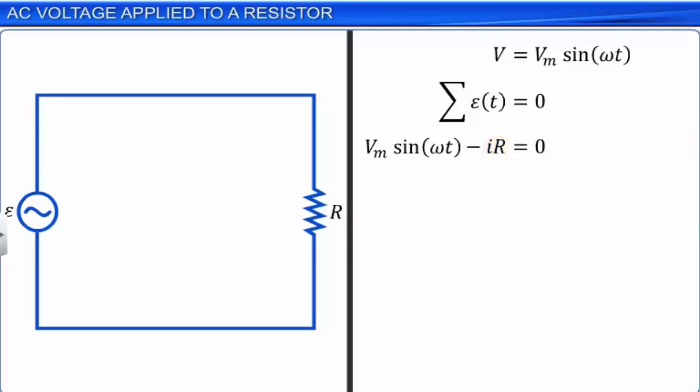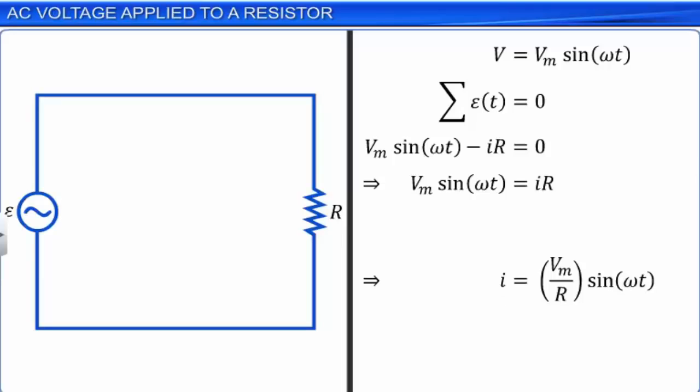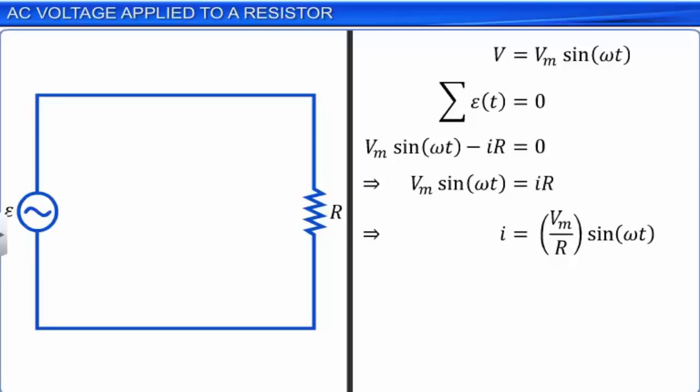Solving this equation, we get the expression for current as I is equal to Vm by R into sin omega t. As the magnitude of the resistance of the resistor R is a constant, the equation is simplified to I is equal to Im sin omega t. Here, Im is the amplitude of the current denoted by the fraction Vm by R.